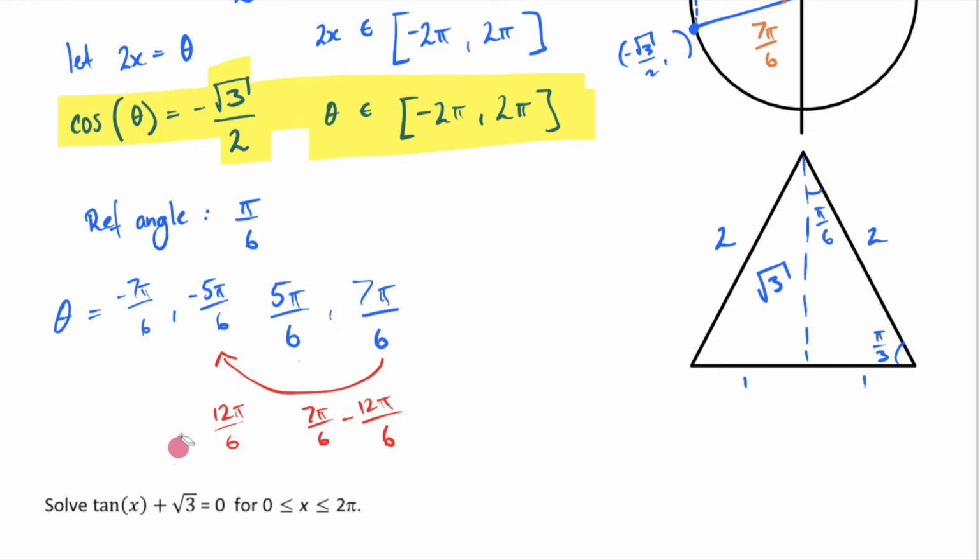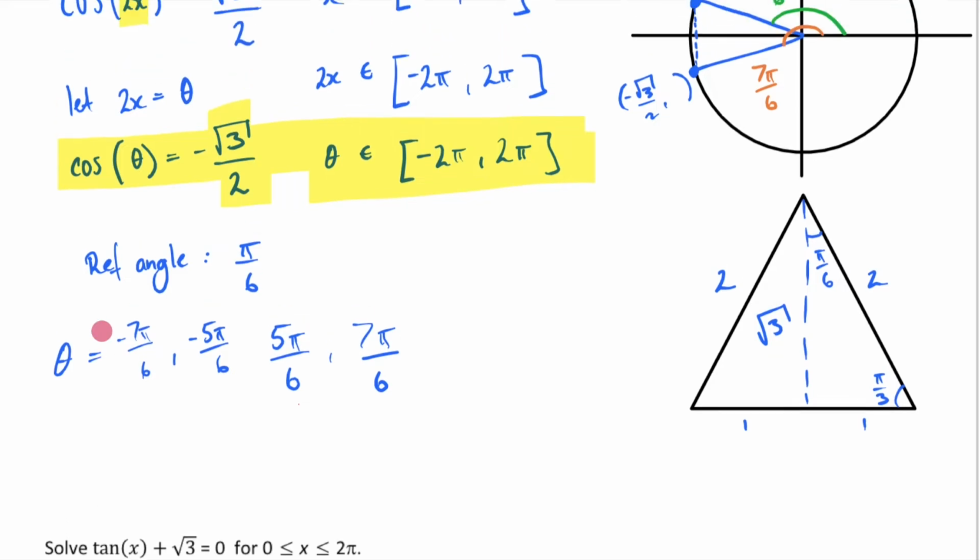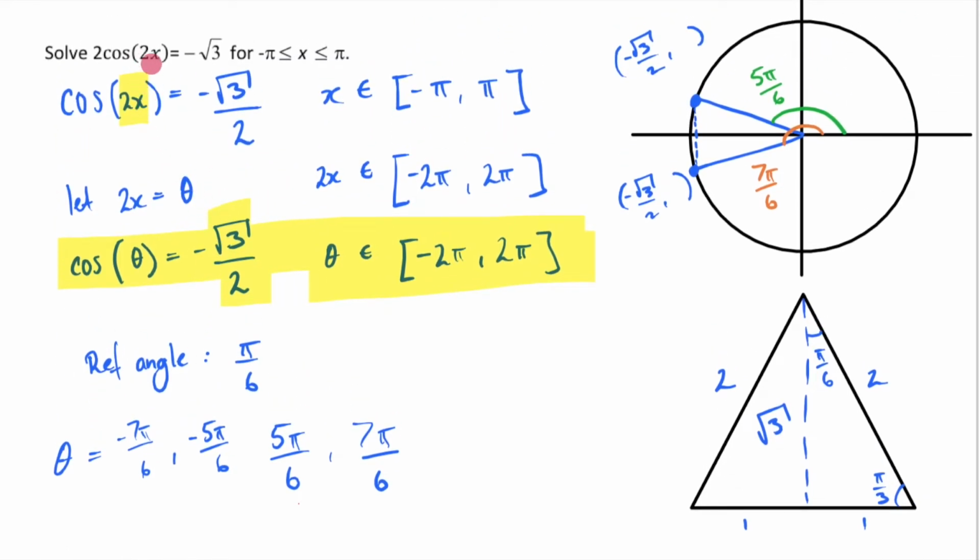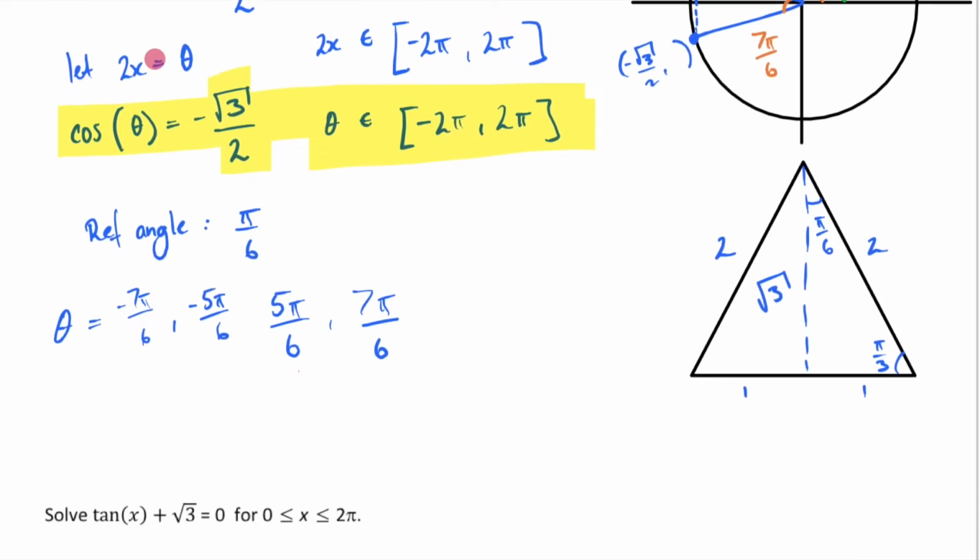So let me now rub that out. So now I've got all my values, and this is normally where people make the mistake. They just simply stop here. But remember, we have to have our final answer in terms of x, because our question was in terms of x. So now what I'm going to have to do is realize that 2x equals theta. So I could simply get rid of that and write 2x.